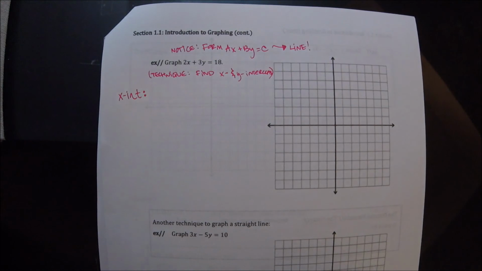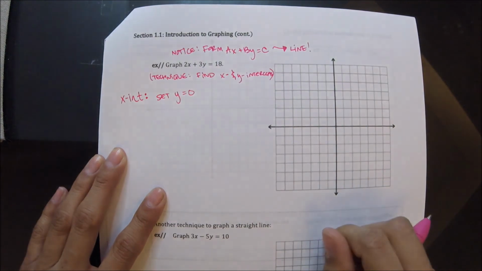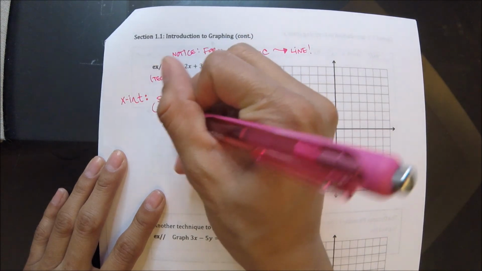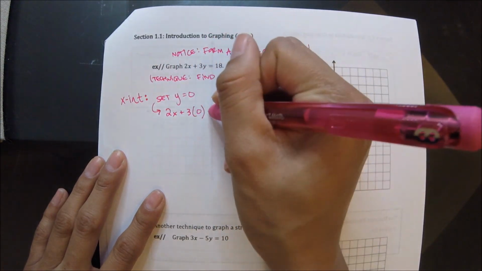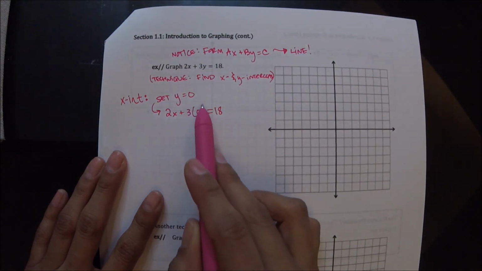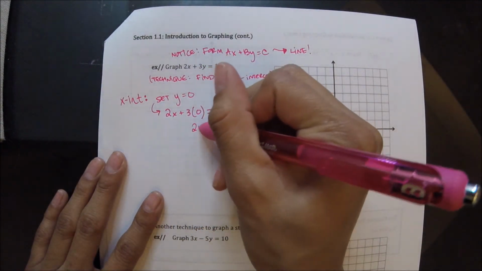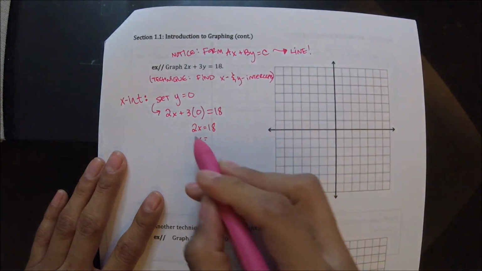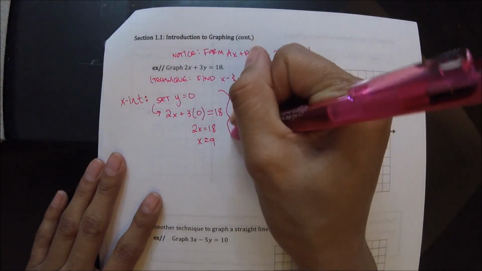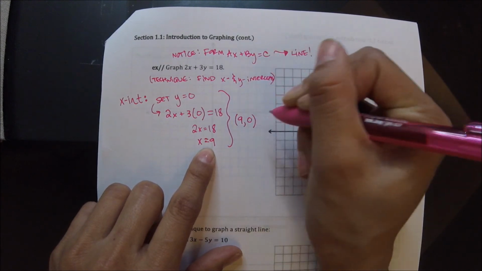So to find the x-intercept, we want to set y equal to 0. So that means in the equation, I will get 2x plus 3 times 0 equals 18. And then I solve for x. Well, 3 times 0 is just 0, so that goes away. So I have 2x equals 18. To get x by itself, I need to divide both sides by 2, so I get x equals 9. So the x-intercept is the point 9, 0.